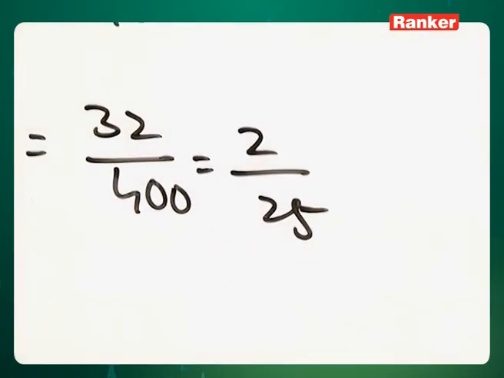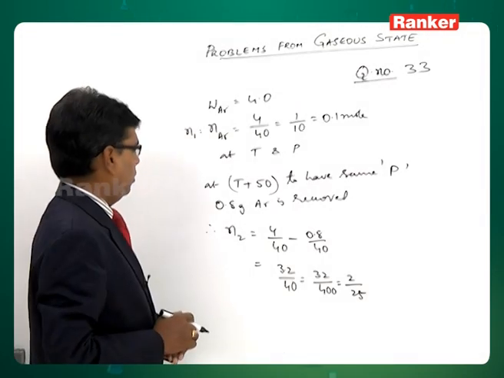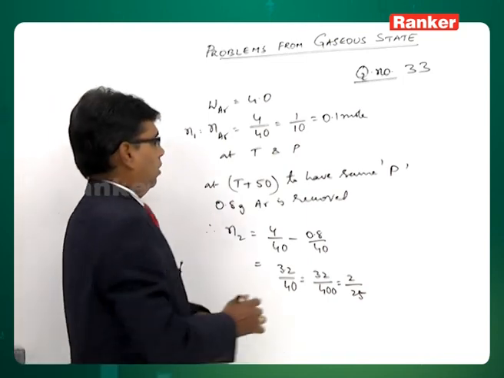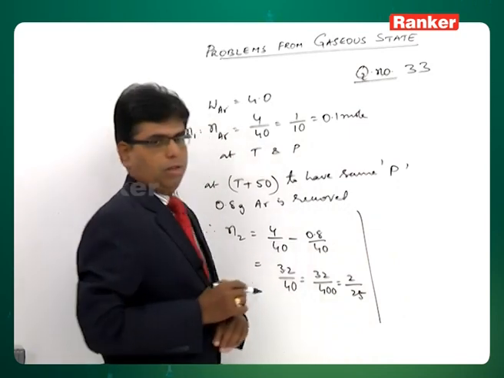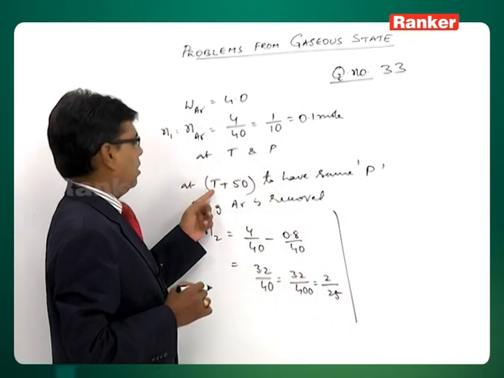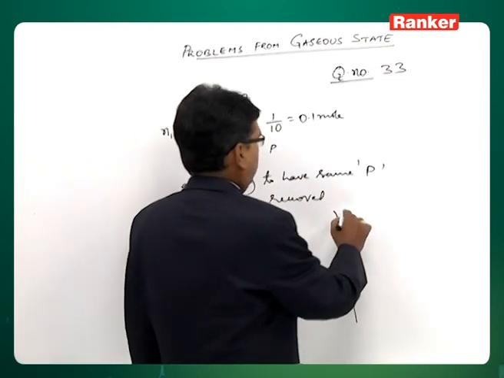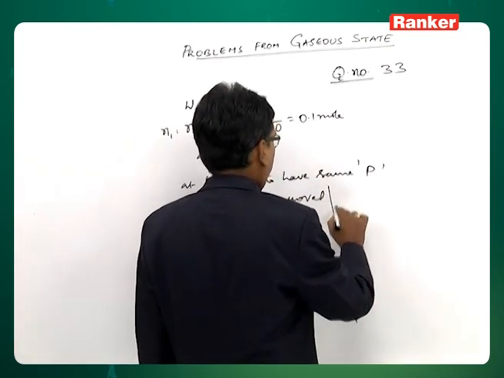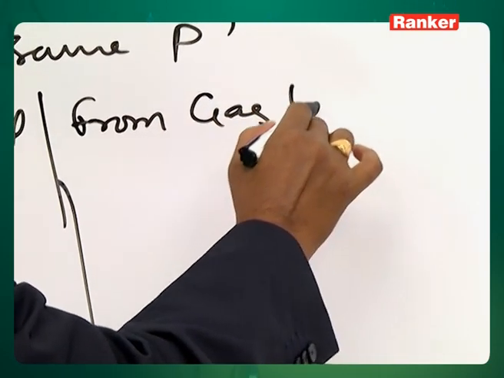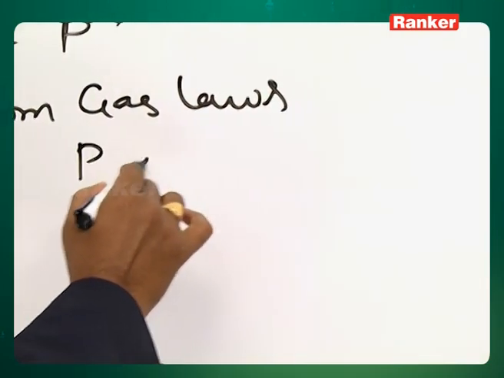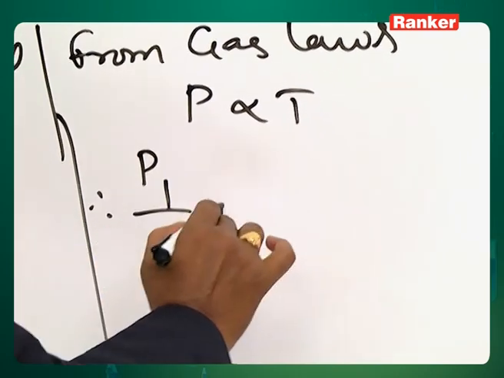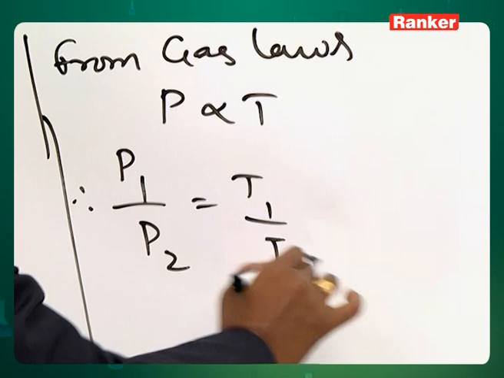This is 2 by 25, that is the number of moles of argon after removing. Now, the question is: what is the value of T, the initial temperature? For this, as you know from the ideal gas equation, from gas laws, P is proportional to T. So, P1 by P2 is equal to T1 by T2.